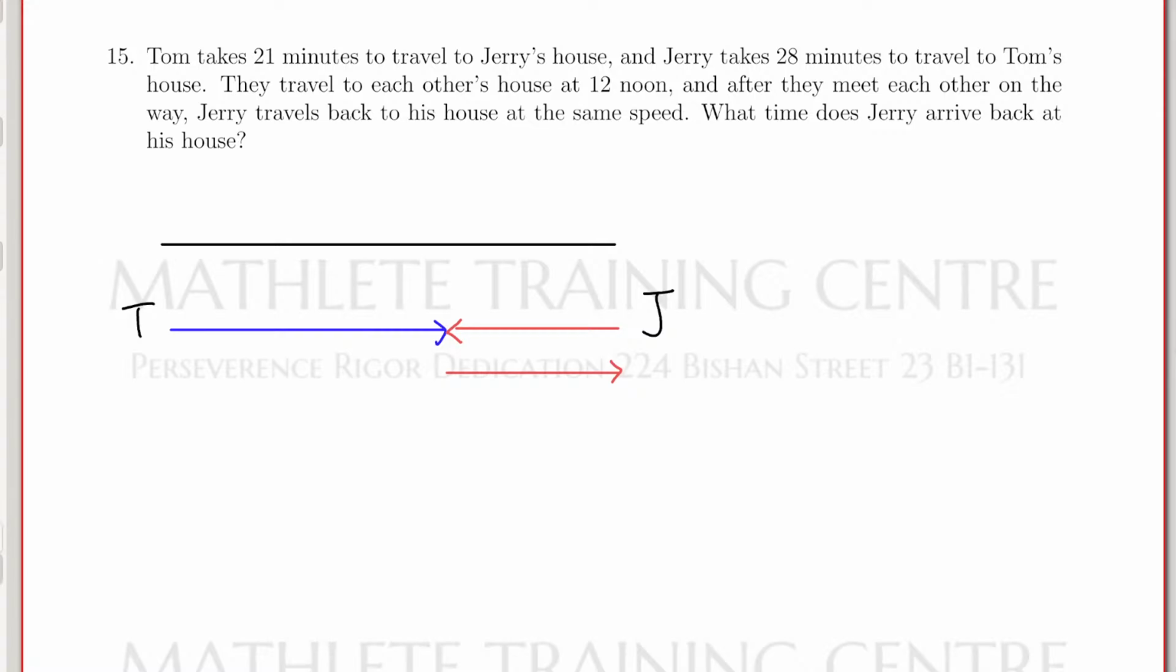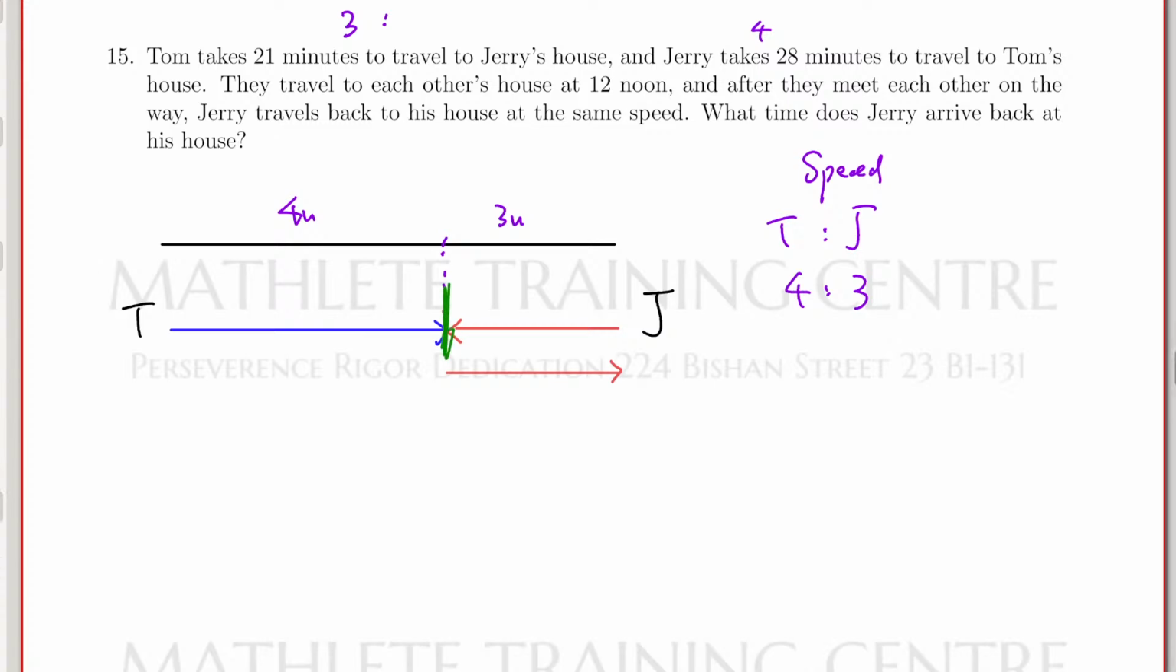Well, because the time ratio is 3 to 4, the speed ratio of Tom to Jerry is going to be 4 to 3, right? Opposite of 3 to 4. And the speed ratio is 4 to 3, then when they reach at this point of time, the distance is going to be 4 units and 3 units.